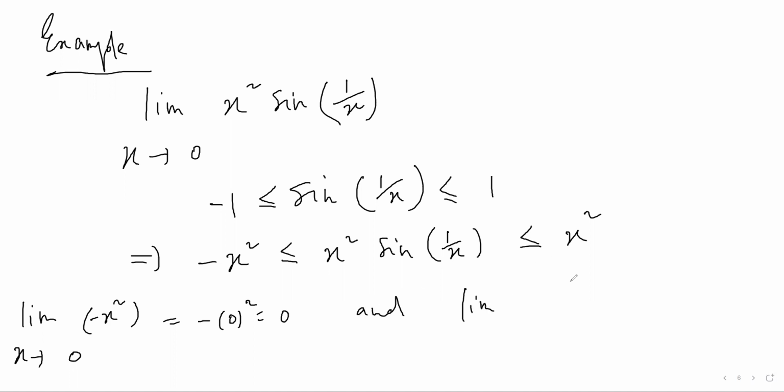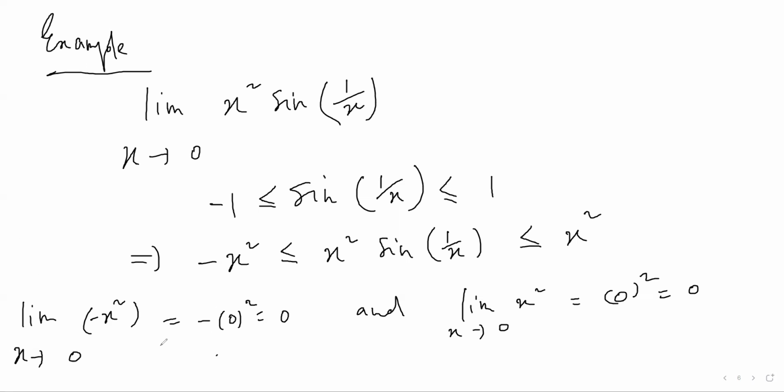If you find the limit of x squared when x approaches 0, now it's positive x squared, again you just substitute the 0 in there, and you get 0 squared, which is equal to 0. So you can see that the function on the left and the function on the right have the same limit, and that limit is 0.